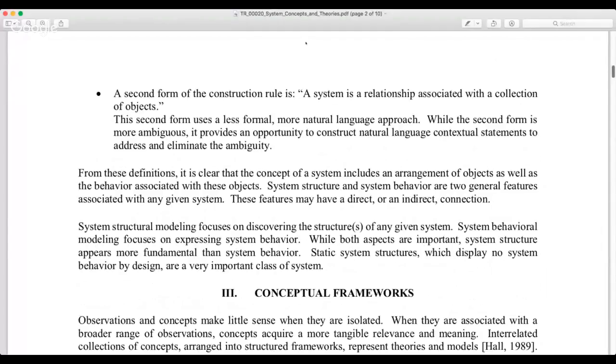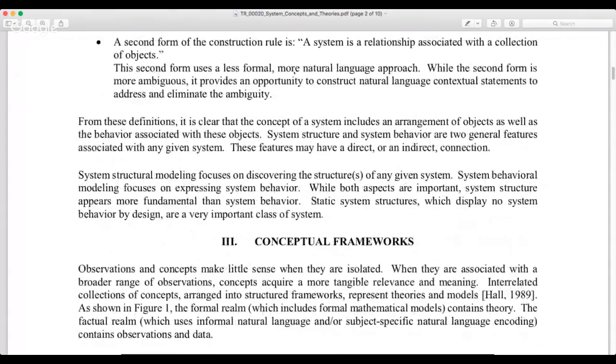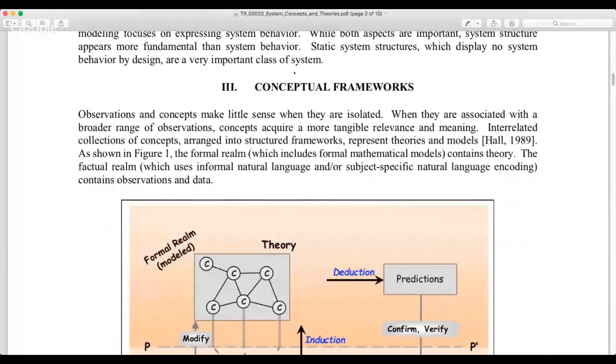Yep, thanks for that. So anyway, it's clear that the concept of a system includes arrangements of objects as well as the behavior. But as I said, we're going to be focusing now just on the structural part here and not really focusing on the functional behavior yet. That'll be something that we'll address later on as we further develop our tools.